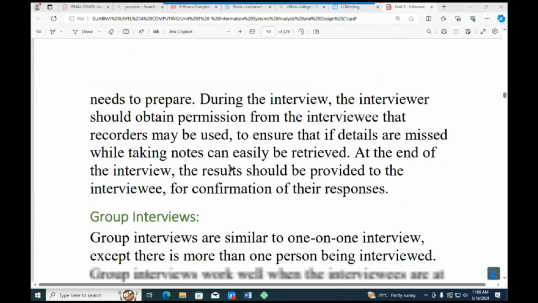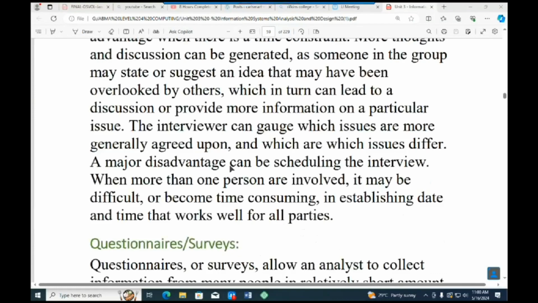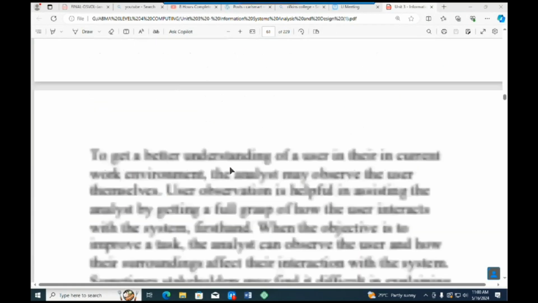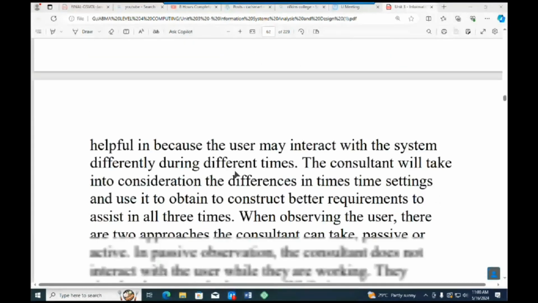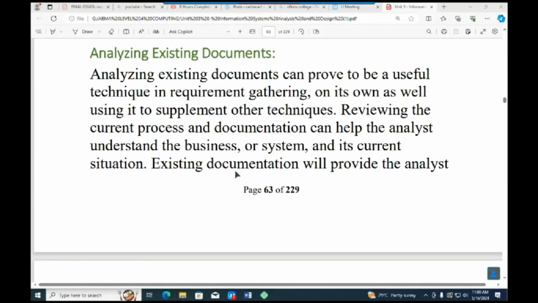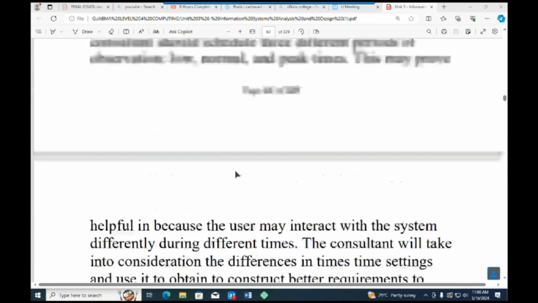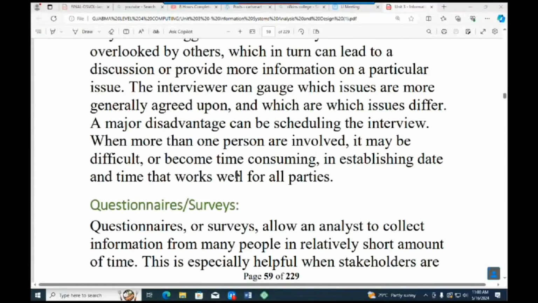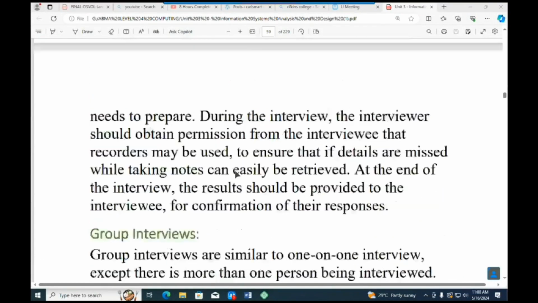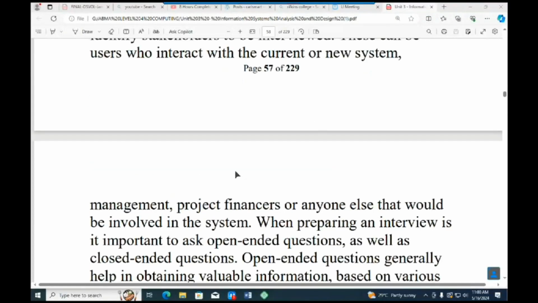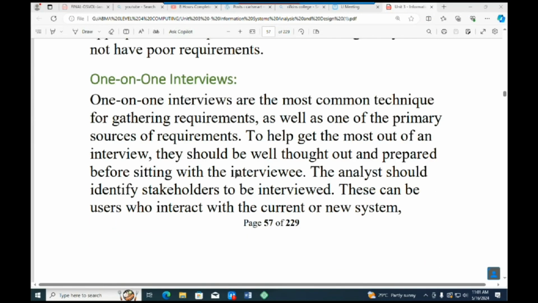We have interviews, we have questionnaires, we have observations, and apart from observations, we also have analyzing existing documents or literature reviews, and so on. We have various techniques, and the first one that I'm going to begin talking about is interviews.